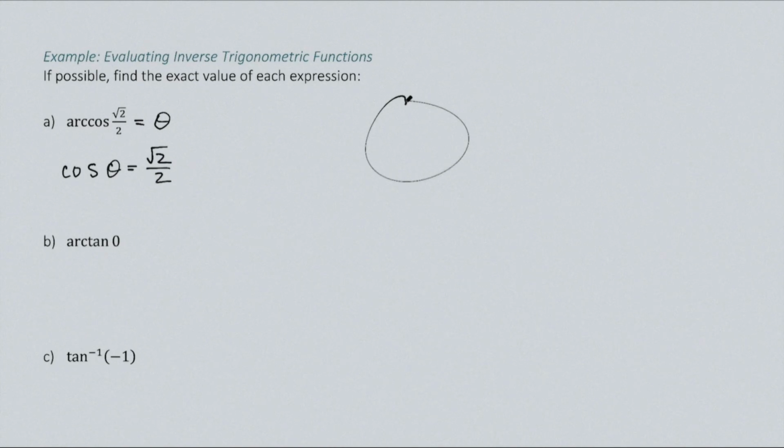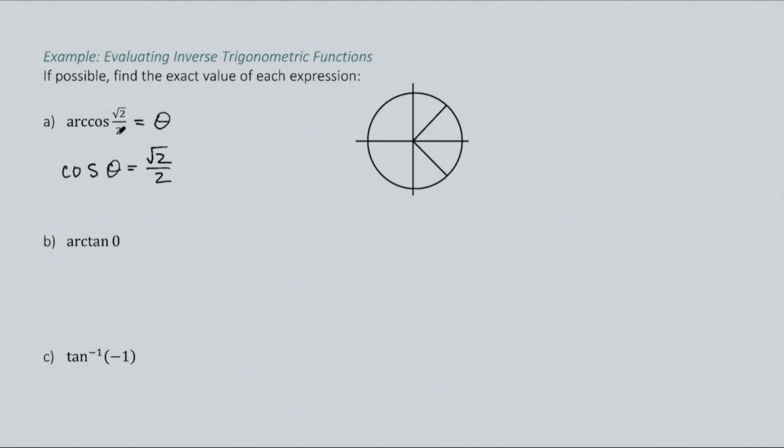Now, if we consider our unit circle, there are many places where the cosine is equal to √2/2, but they all look the same. They're all coterminal with these two locations right here. And the arccosine is only going to give us a value between 0 and π. So that's anything in the first two quadrants. And so, of course, that's this angle right here, which is π/4.